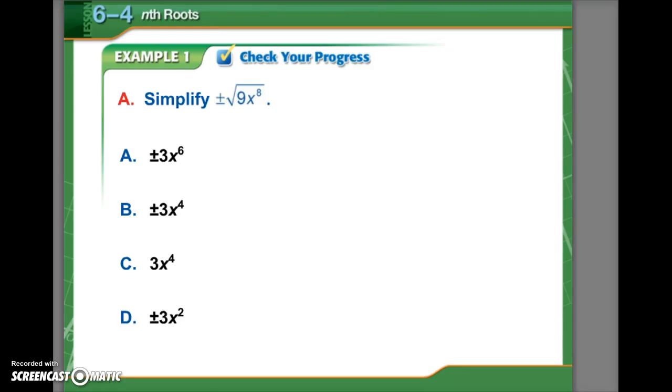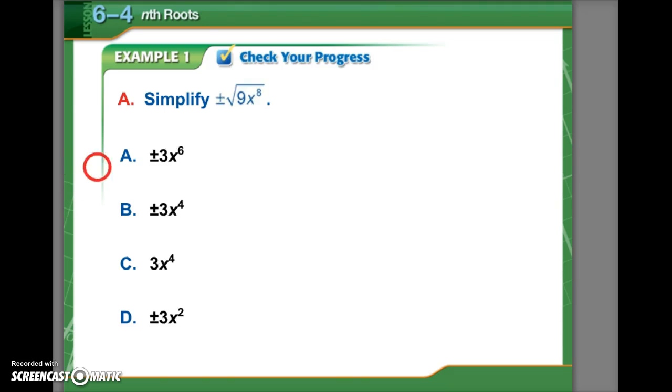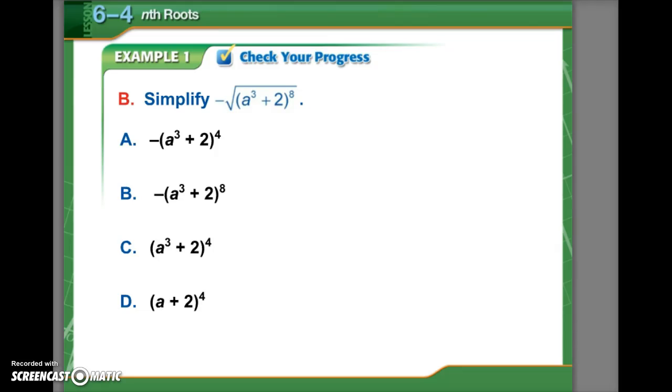Okay, here's some problems for you guys to check your progress on. Pause the video as long as you need. When you have your answer, come on back. Advance to the next slide. We're going to simplify plus or minus the square root of 9x to the 8th power. Answer this time is letter B. Part B, we have to simplify negative square root of a cubed plus 2 to the 8th power.